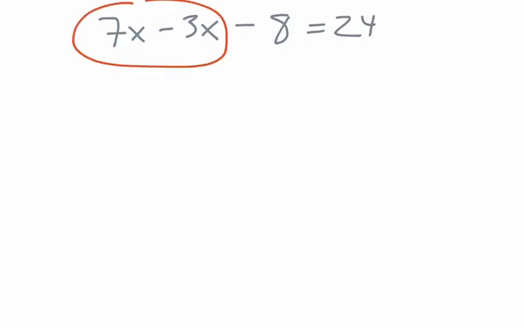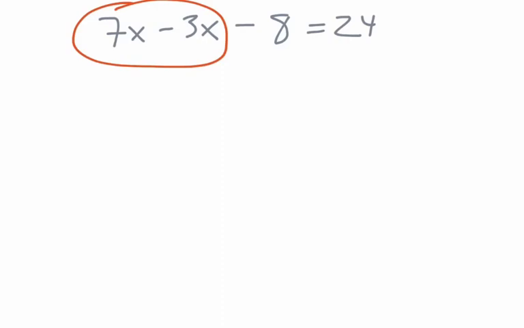So suppose I have 7x minus 3x minus 8 equals 24. On the right-hand side, there's nothing to simplify. It's just a 24. On the left-hand side, though, there is some stuff that we can simplify. And notice that I have these two terms that both have an x in them. These are what are called like terms, which means that we can combine them.